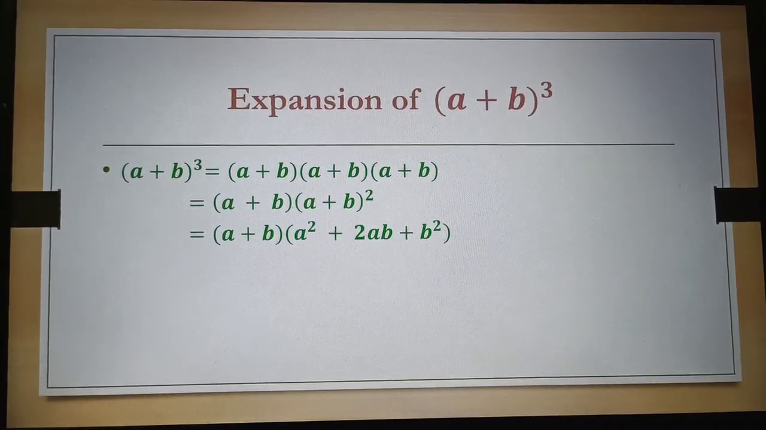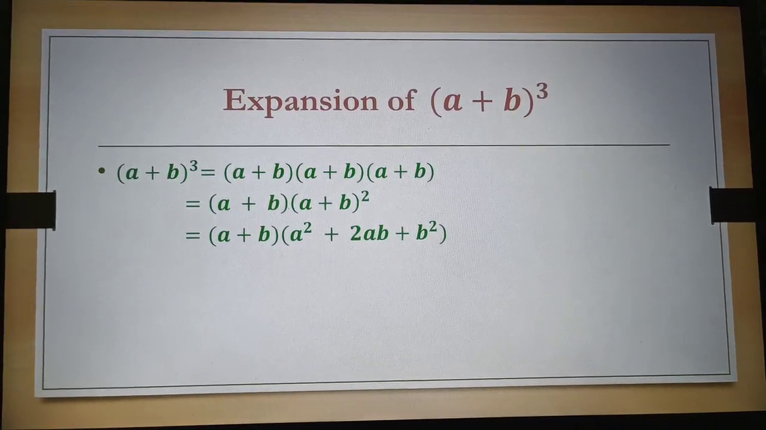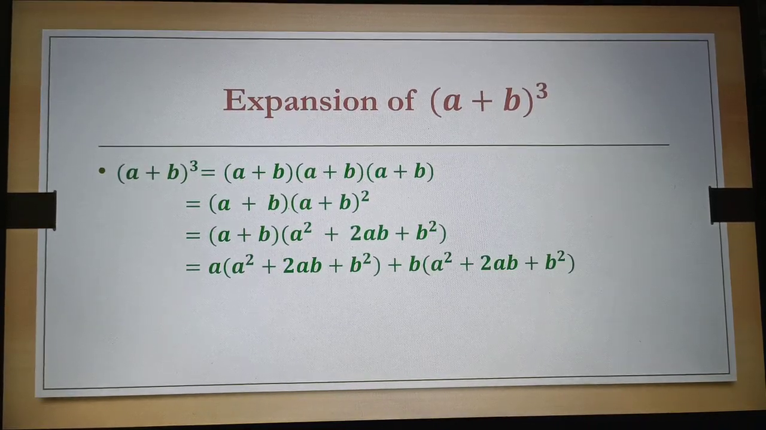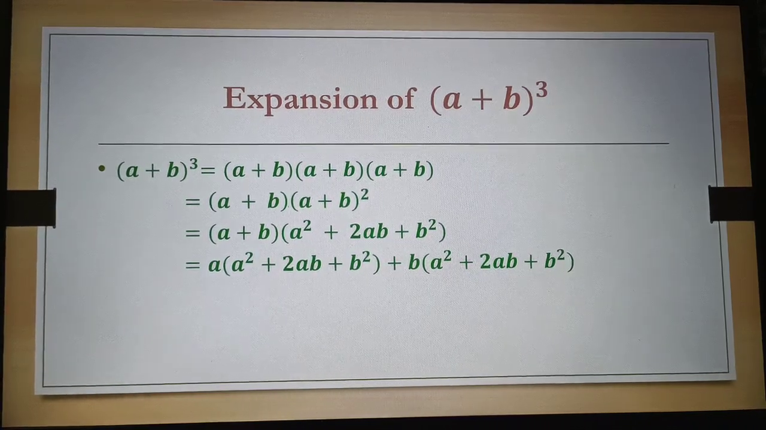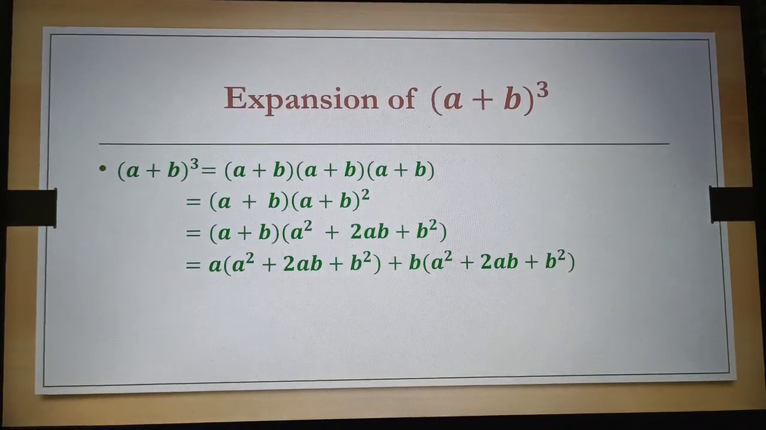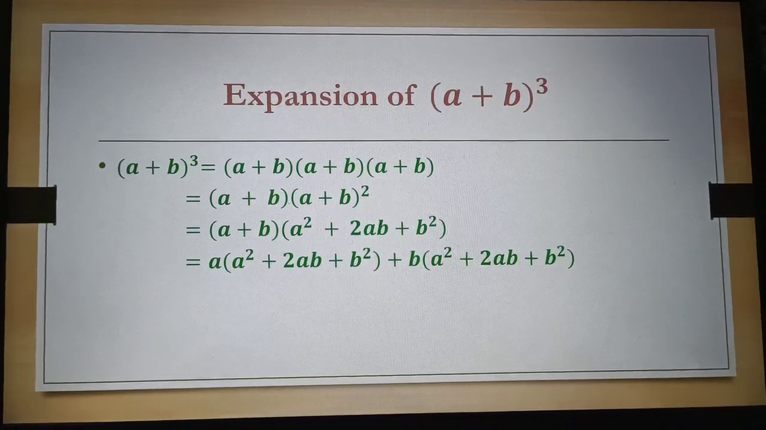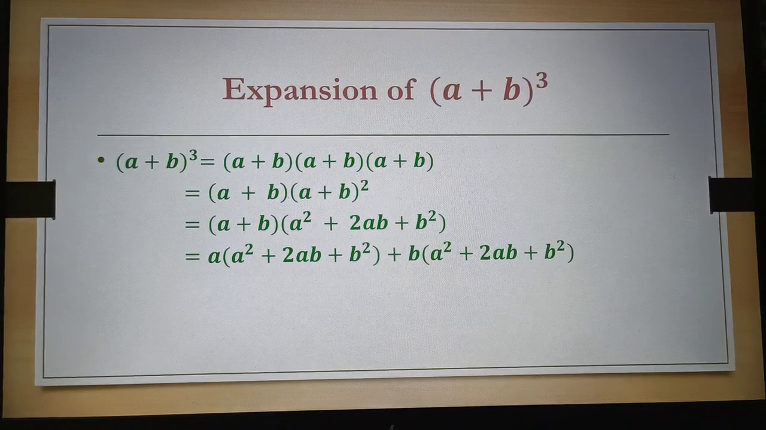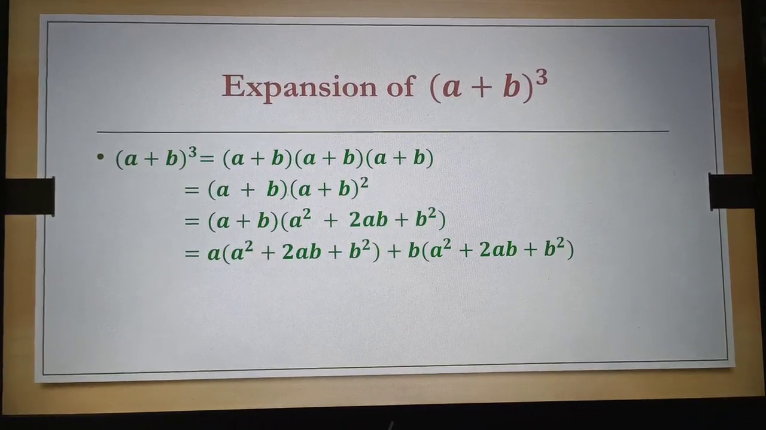The next step is, as we know the formula, a plus b the whole square is equal to a square plus 2ab plus b square. Next, we are going to multiply the first term with a, and the second term with b. So that is a into the second term full, that is a square plus 2ab plus b square. Then next we are going to take b with the second term full.